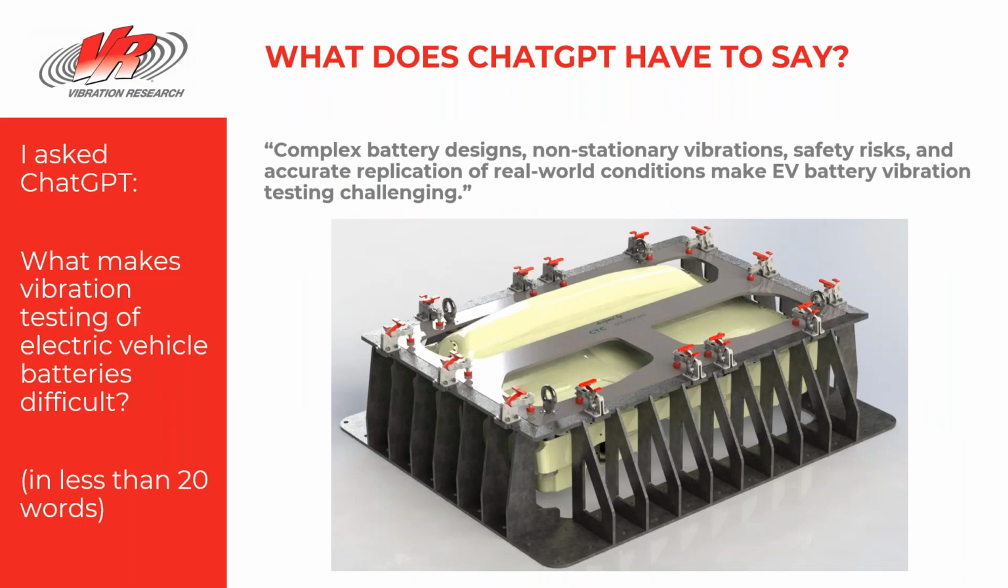Okay, so starting out, when I started writing this presentation, I thought I'd ask ChatGPT what to say in relation to vibration testing. So I asked the question, what makes vibration testing of electric vehicle batteries difficult, in less than 20 words. So this is what it came up with. Complex battery designs, non-stationary vibration, safety risks, and accurate replication of real-world conditions make EV battery vibration testing challenging. I thought that was a pretty good attempt from ChatGPT.